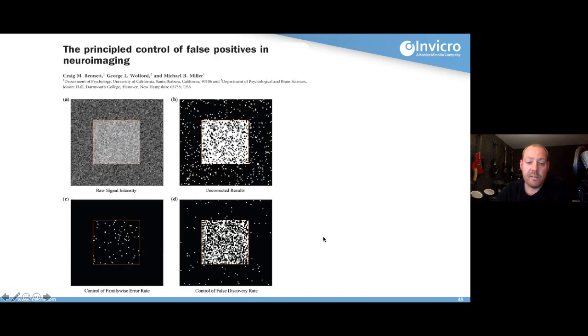There's a nice demonstration of the differences here. This was a paper from a while ago. This is the signal that we're trying to detect against this field of noise. This is what you get with uncorrected results. This is what you get with the family-wise error rate. So you see you've only got the very brightest pixels still showing as significant there. And this is what you get with the false discovery rate correction. So you get a better separation between the signal and the noise in this example anyway.